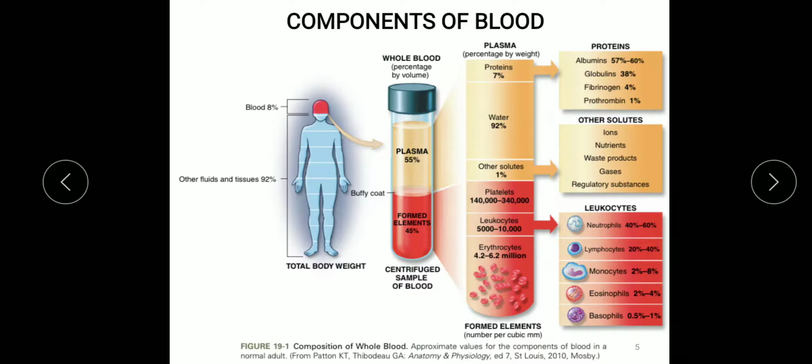fibrinogen and prothrombins. So, albumin is the smallest and most numerous protein of the plasma. It functions as the transport protein for several steroid hormones and fatty acids.